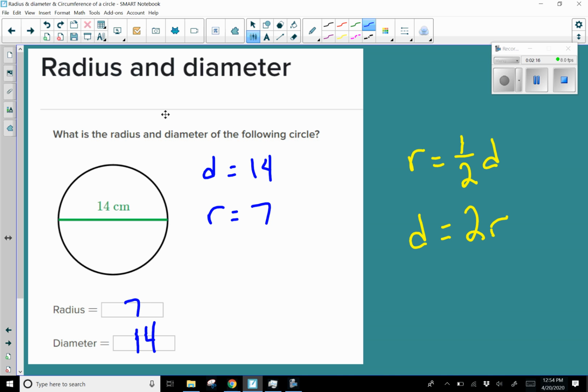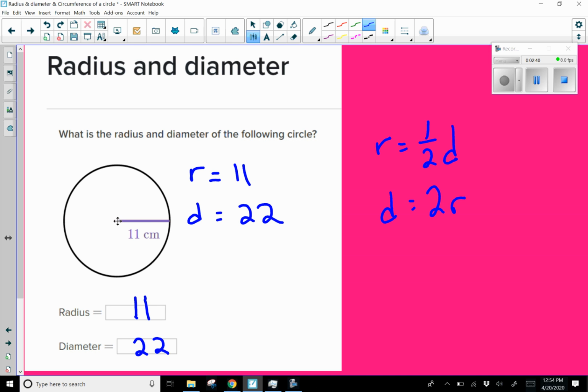Okay, here, notice that it goes all the way through from one edge to the other, which means that they are giving you your diameter. So if the diameter is 14 centimeters, to find your radius, all you need to do is find 1/2 of your diameter. Well, 1/2 of 14 is 7, so that makes your radius 7 centimeters.